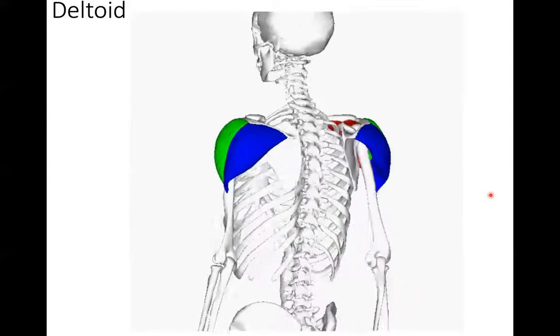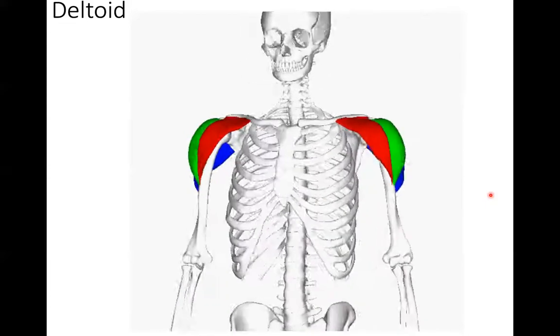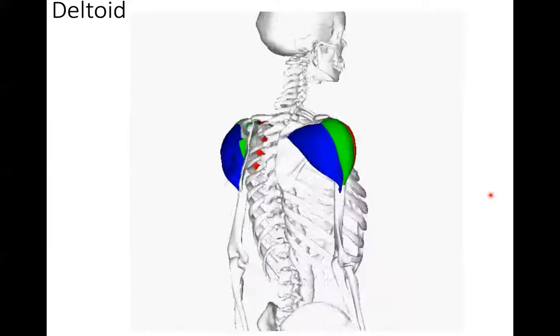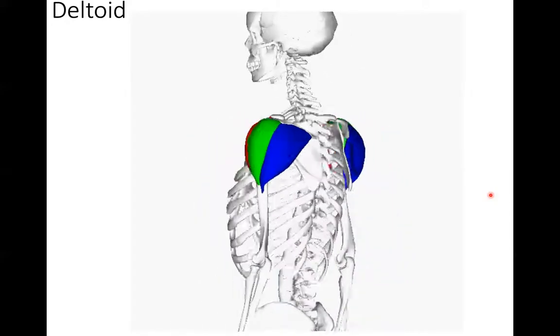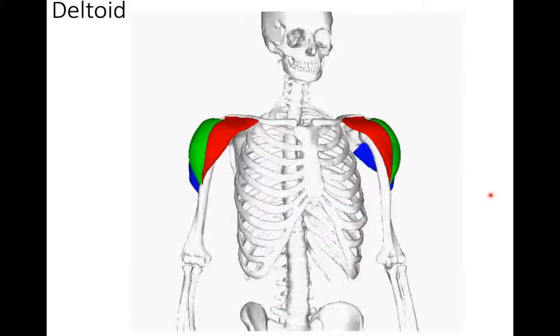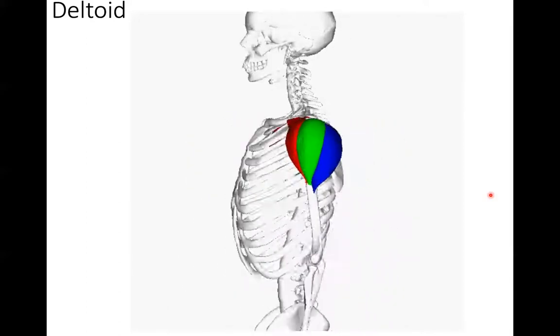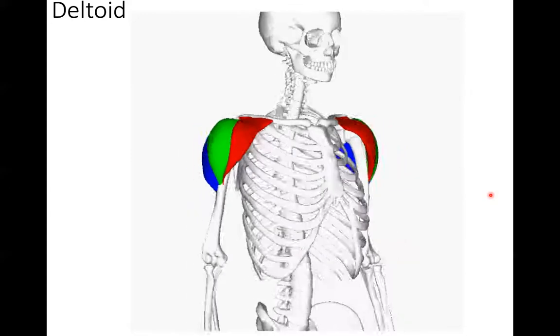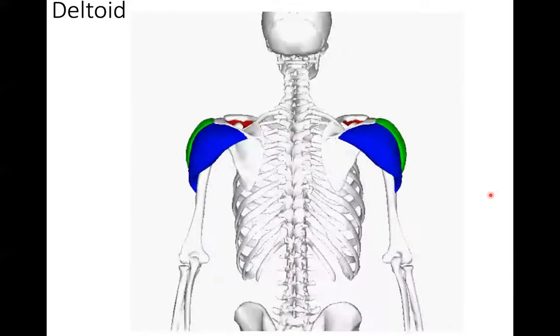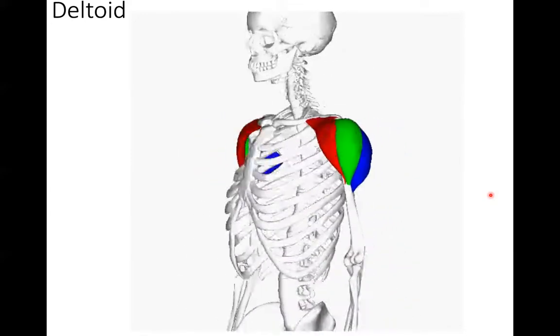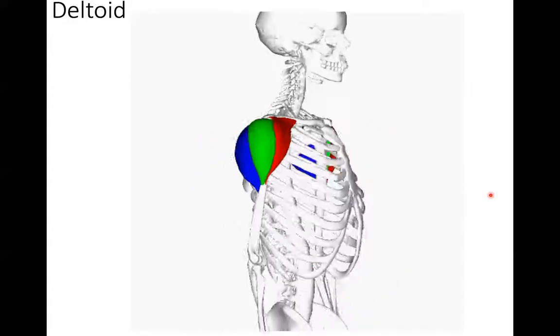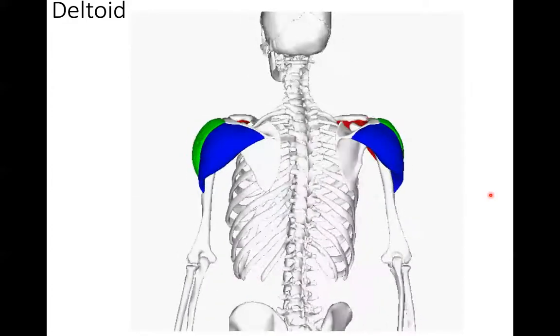But because it has this tripennate arrangement, when different fascicles are operating, then you can get different actions. So if the anterior group, shown here in red, contracts, then it can flex the humerus of the shoulder. The posterior group, also known as the rear delts, can serve as a shoulder extensor. So it can have some diverse functions due to that tripennate arrangement.